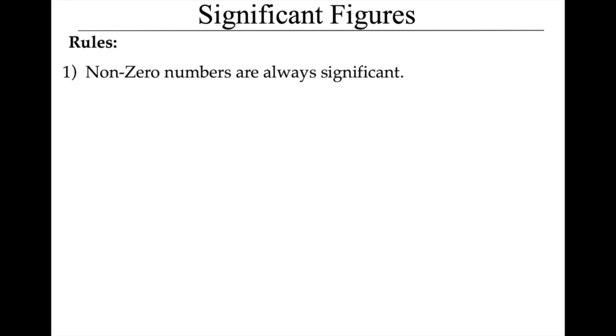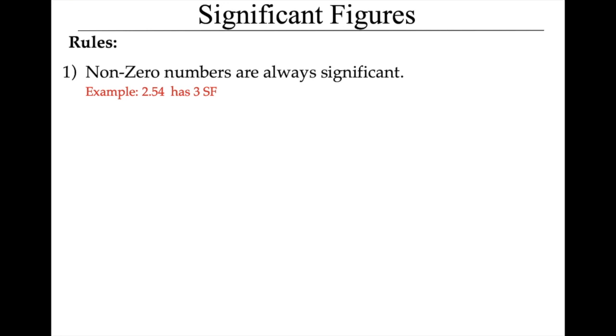Rule 1, non-zero numbers are always significant. So very simply, if you take a measurement and there are no zeros in that measurement, every digit in that measurement is a significant figure. For example, the number 2.54 has all non-zero digits, thus it has 3 significant figures.